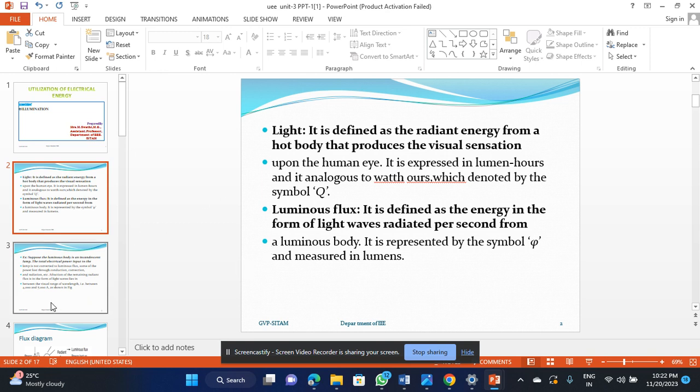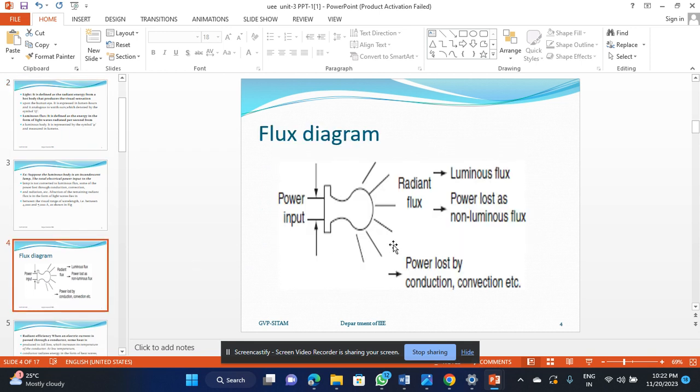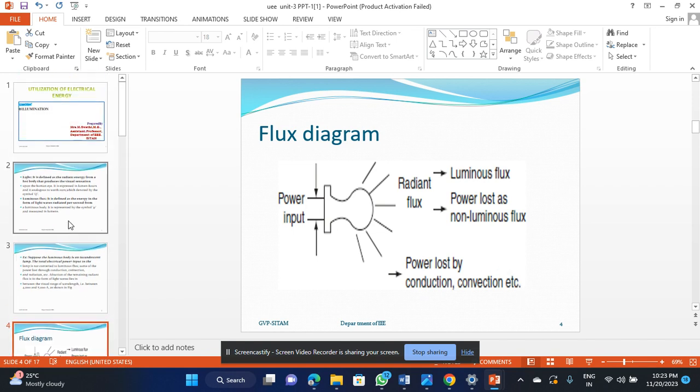Now we are going to see the diagram. This is a simple lamp, like a fluorescent lamp or an incandescent lamp. We give power to this lamp. When we switch on the lamp, the light glows, right? In this case, radiant flux is produced from the light energy. That radiant flux, in terms of flux lines, we call luminous flux. Power is lost as non-luminous flux, and power is lost by conduction or convection. So here some power is lost.